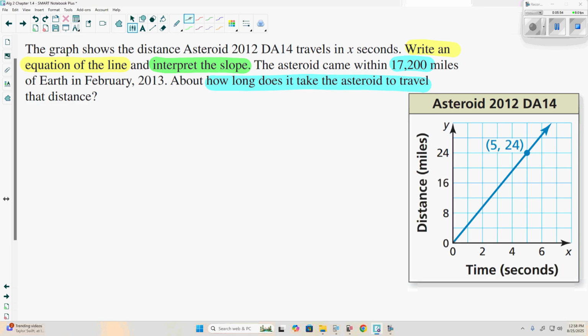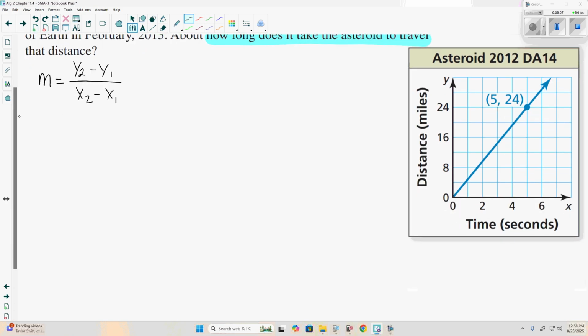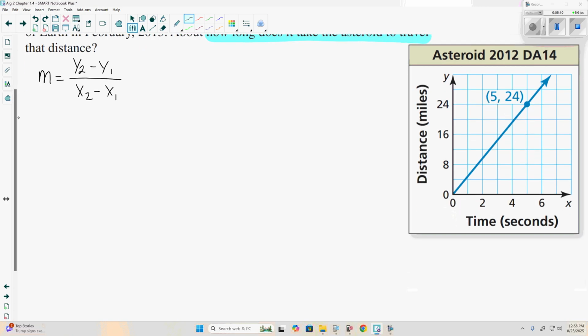Let's throw that on the floor. Write an equation of a line, interpret the slope. Well, the first thing we're going to need to find is the slope of the line. Now, they did give us a graph here, and they did tell us one of the points, 5, 24. 24 is our y, 5 is our x. Did they tell us another point? Not directly, they didn't give it to us like the 5, 24, but there is another nice intersection on that graph.